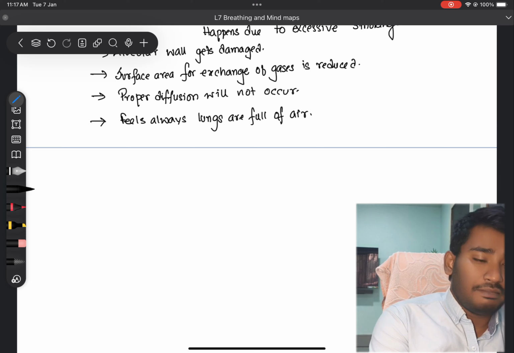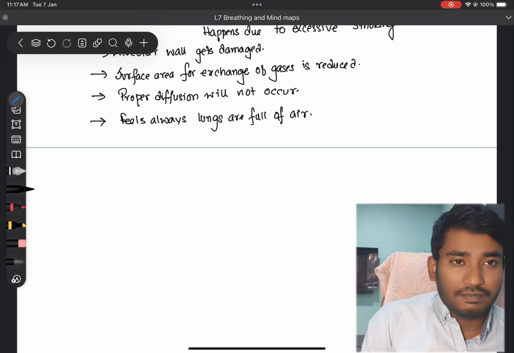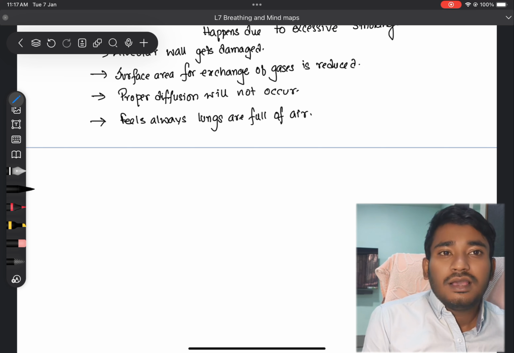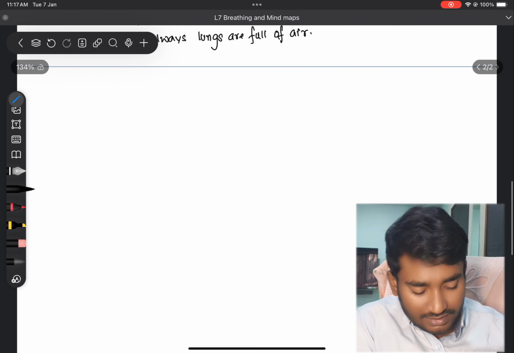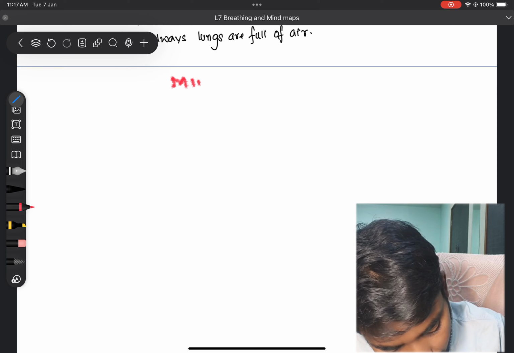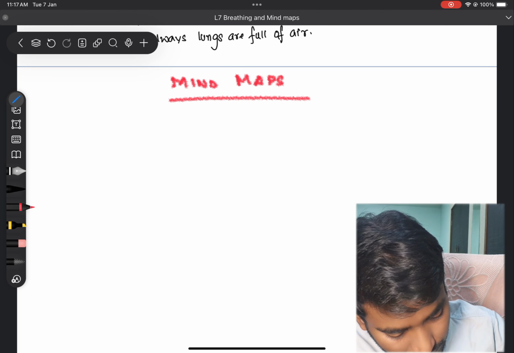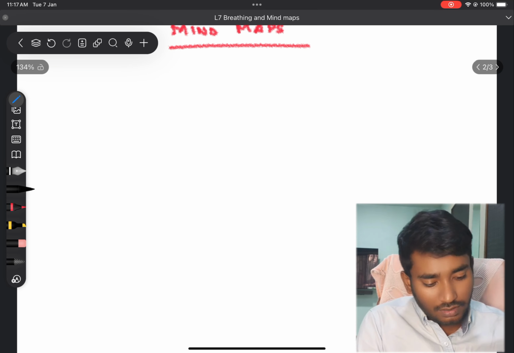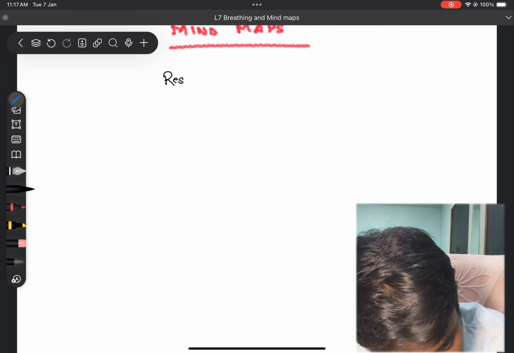Next we come to the mind maps. Okay, now we come to the mind maps. What are the mind maps? Mind maps are the gist of this chapter that will be given by me, and these mind maps will be very beneficial before the exam days. Okay, now give the topic as mind maps. Gist. Okay, so from the start of the chapter it comes with respiratory organs.